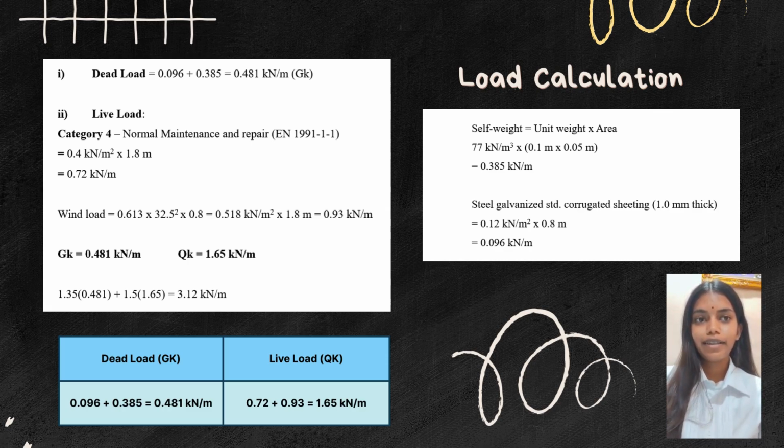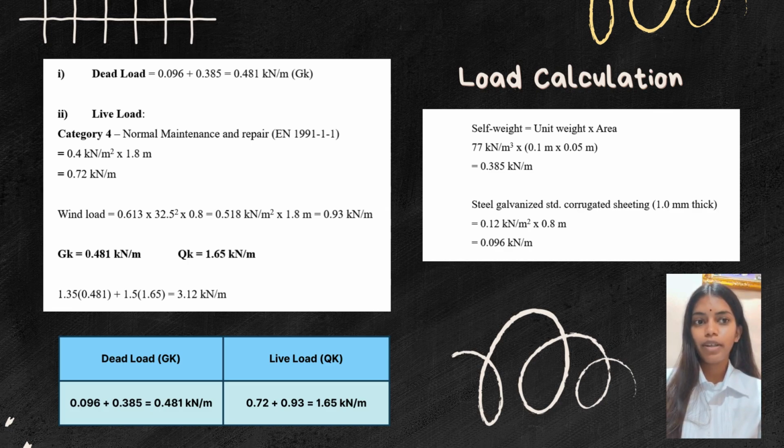So, for the next slide, the load calculation synopsis. The load calculation for the notice board holder was conducted according to EN 1991-1-1 standards. The dead load consists of the self-weight of the horizontal beam and the weight of the steel galvanized corrugated sheeting. The self-weight was calculated as 0.385 kN per meter and the sheeting added 0.096 kN per meter, resulting in a total dead load of 0.481 kN per meter.